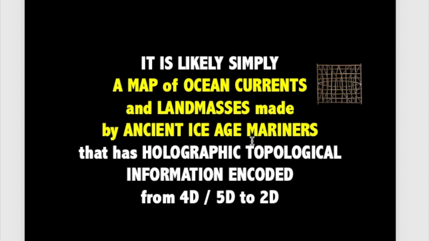Now, I think it's likely simply a map of ocean currents and land masses made by ancient mariners that has holographic, topographical information encoded from 4 or 5D down to the 2D level. And so, like I said, you can turn the map of the Nazca Lines in many directions to see different things. If you were an ancient mariner memorizing a map, you would have to be able to use it in a 3D way that allowed you to connect it to the stars and the horizon and the changing latitudes of all that.